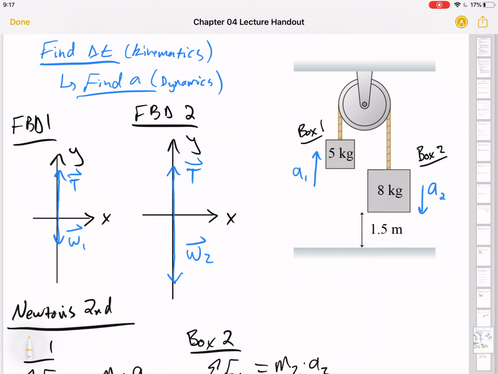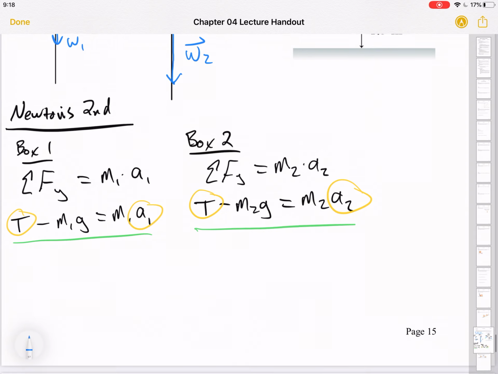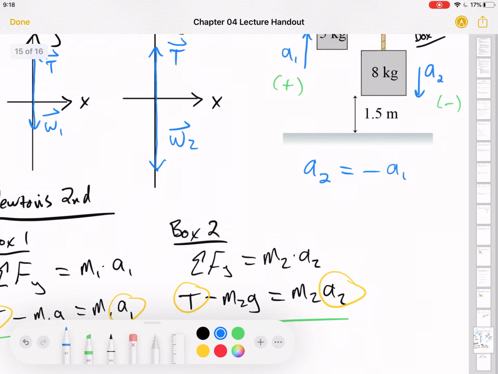And that all depends on how I drew these free body diagrams. Now look, I called y up as positive for both of these. So that means A1 is positive. We could even write that here. But A2 is against my positive y. So A2 is negative. So if I say A1 equals A2, if I just call both of these circled A's A, I'm going to get the wrong answer. Right? I need that A2 equals minus A1. Right? That's my third equation.